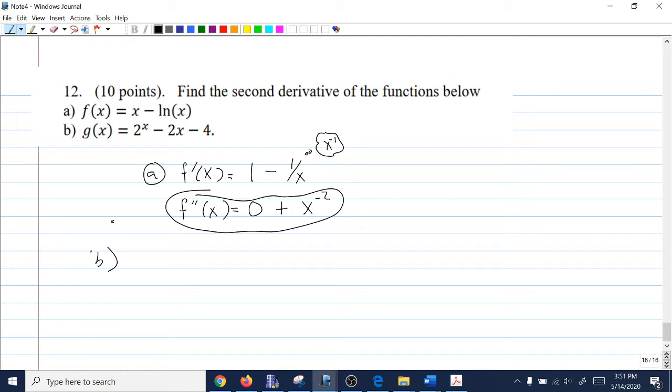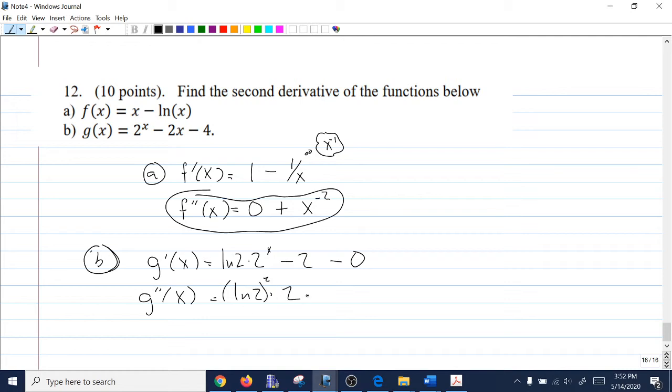B. G prime of x is derivative of 2 to the x is ln 2 times 2 to the x, minus derivative of 2x is 2, minus derivative of 4 is 0. Second derivative. ln 2 is a constant out front. Derivative of 2 to the x is another ln 2 shows up out front, so it's ln 2 squared, times 2 to the x. Minus that part goes away, I just have this left. Cool.